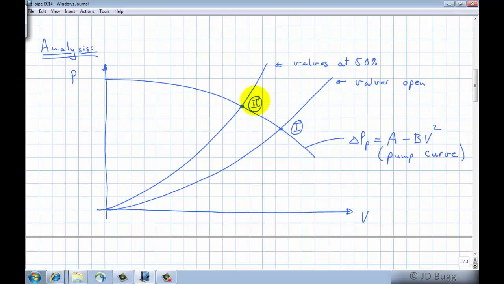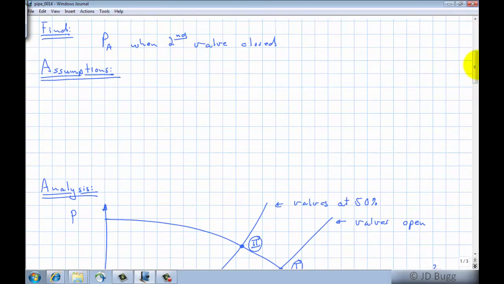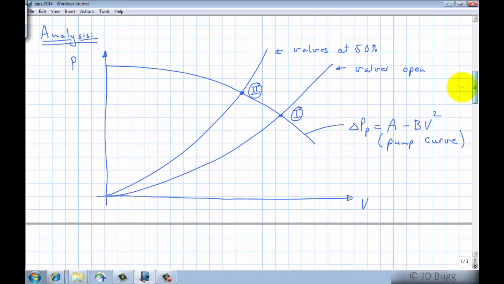Now, what we're asked to find here is the pressure when the second valve is closed. So just take a look at this. This valve is closed. There's no flow through the pipe. So the pressure here will be the same as the discharge pressure of the pump, which, because this side is atmospheric, is the delta P across the pump. So what we're really looking for here is that constant A in the pump curve. Because we go back to our diagram, when the velocity goes to 0, the pump pressure goes up to this value.